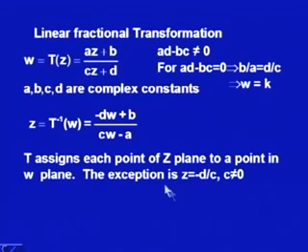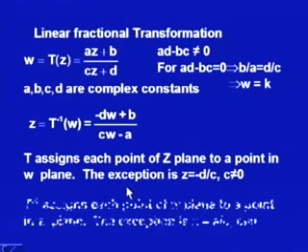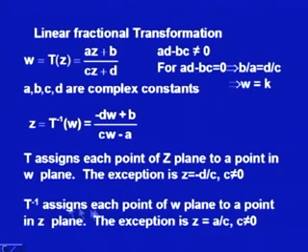This is the exception because when the denominator is 0, this mapping is undefined. So, apart from this, the mapping is defined everywhere, and you can have a corresponding point in W for a given Z. Similarly, T inverse assigns a point of the W plane to a point in the Z plane, and the exception is this point. So, the mapping is defined for all points except these 2 points.